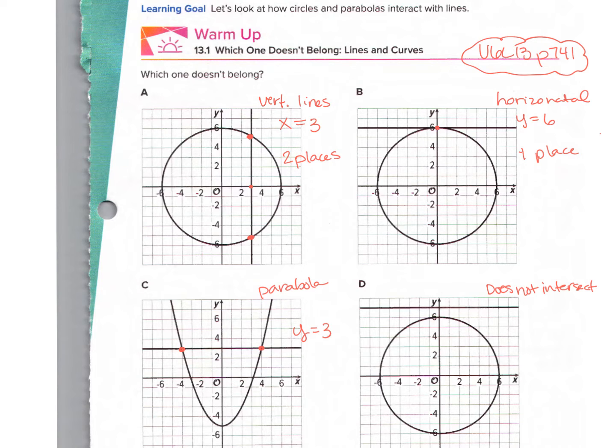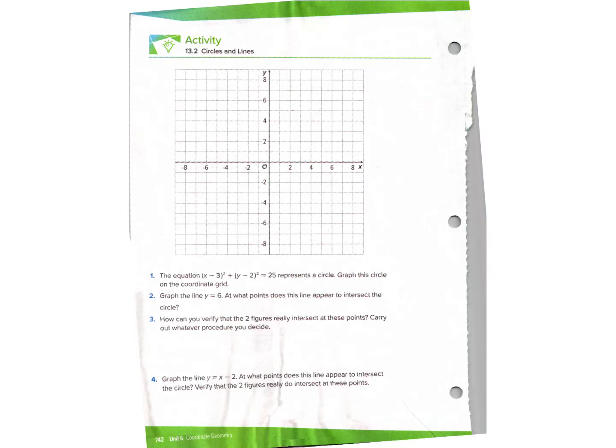This lesson is about where different graphs intersect and finding those points of intersection. So let's take a look at the next page. It says that the equation (x minus 3) squared plus (y minus 2) squared equals 25 represents a circle. We should graph this. So remember, this is (x minus h) squared plus (y minus k) squared equals r squared.